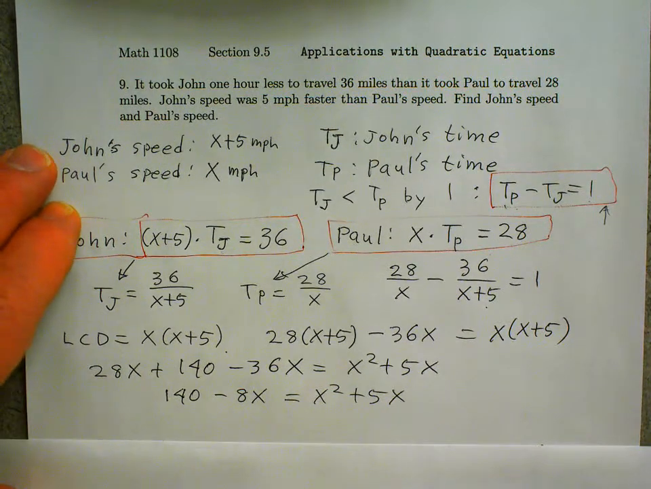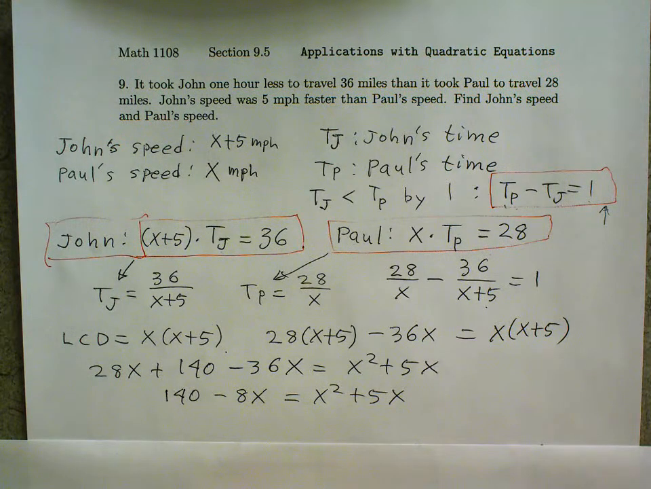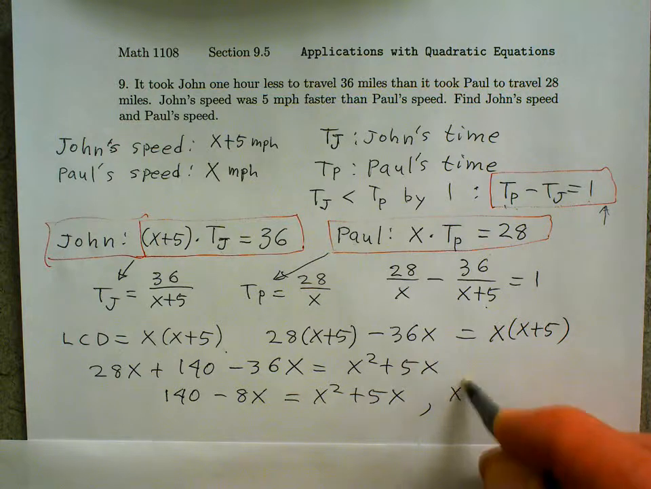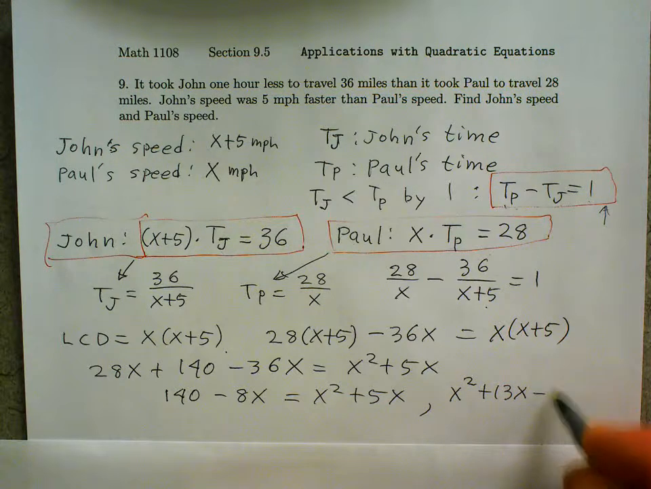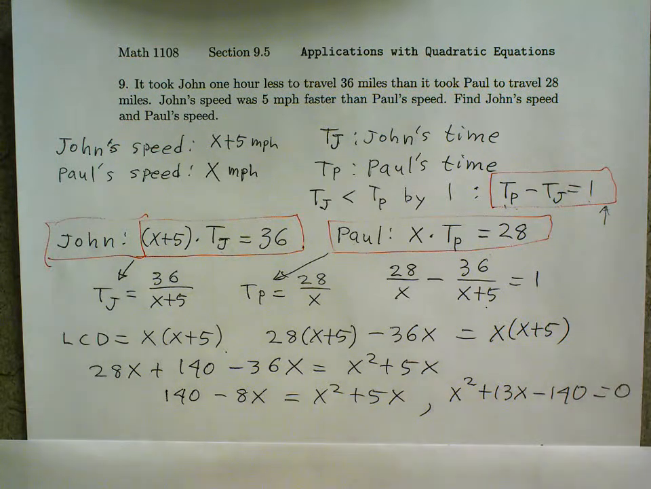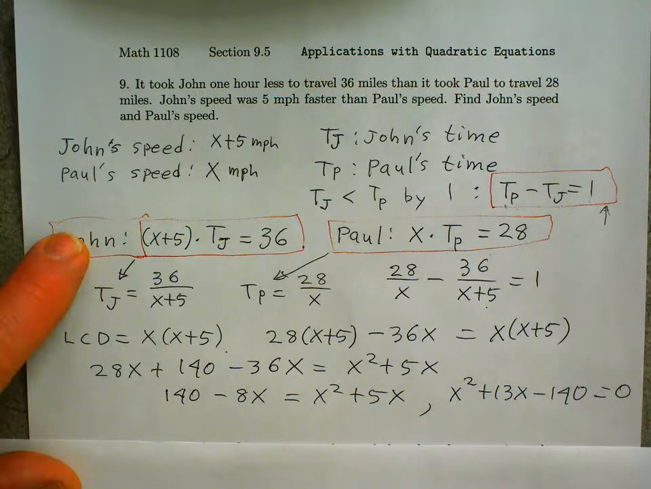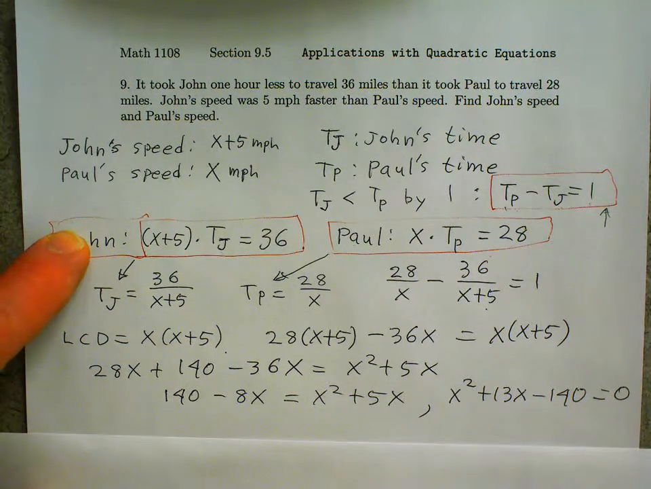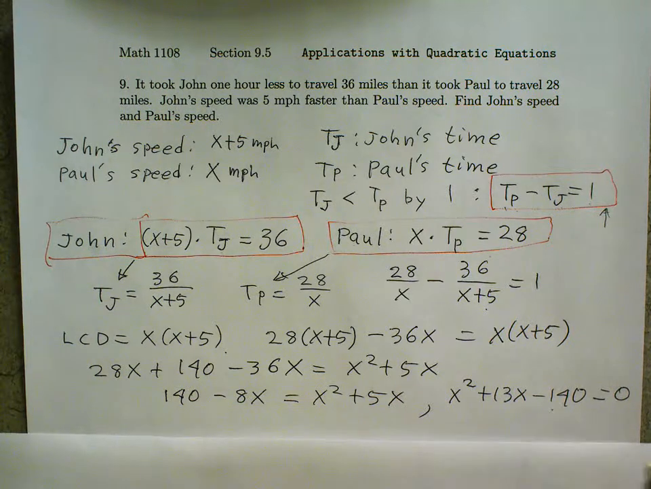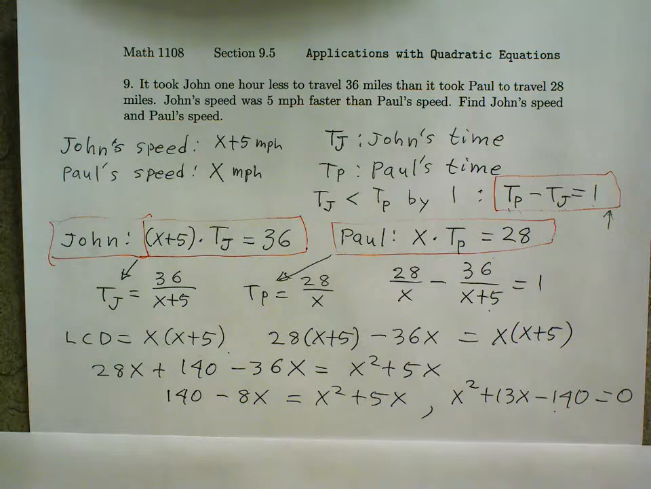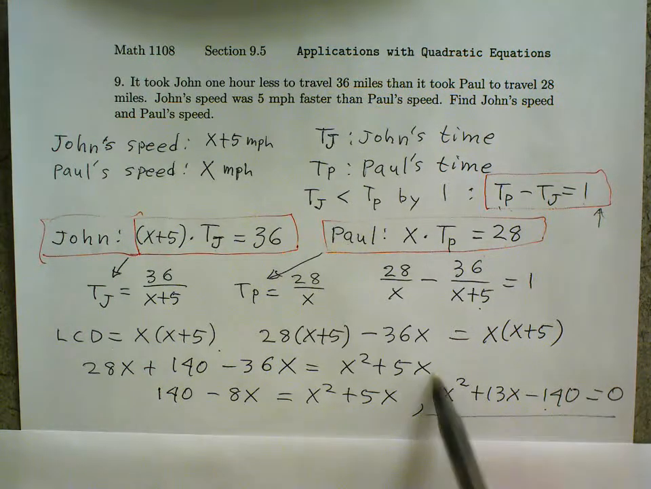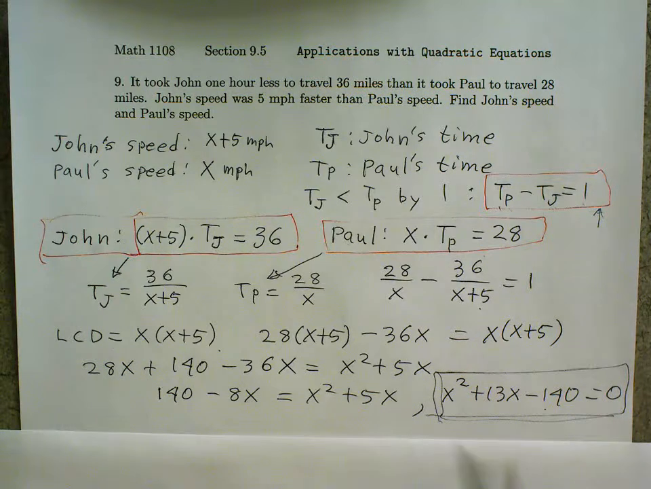And if we make the left-hand side 0 by subtracting 140 and adding 8x, we'll get x squared plus 13x minus 140 equals 0. This one can be solved by factoring, but we are out of time, so you can at least use the quadratic formula, but you can also solve this by factoring.